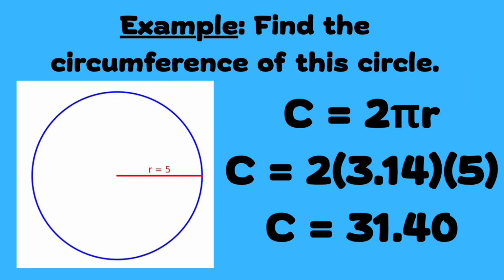This example asks us to find the circumference of the circle. The radius is 5, so we do 2 times pi times 5 and get an answer of 31.40.